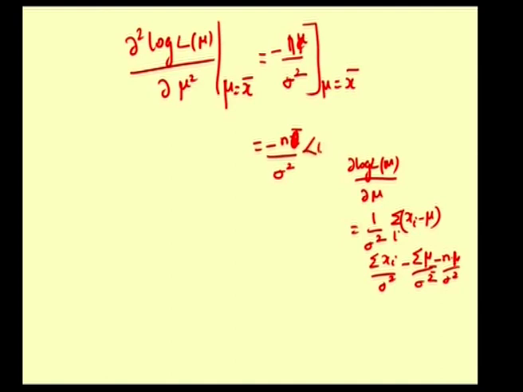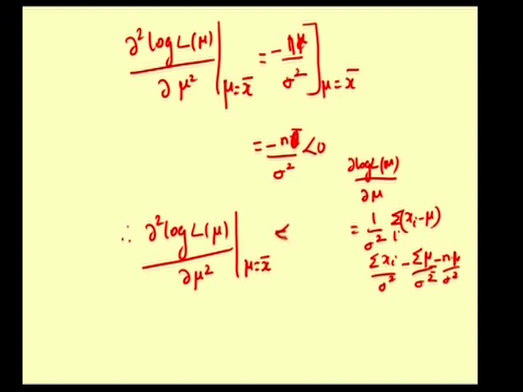which is negative. Therefore, ∂ squared log L of mu by ∂ mu squared at mu equal to x bar is negative, which implies mu cap equal to x bar is the MLE. Therefore, for the population mean, the MLE is nothing but x bar.